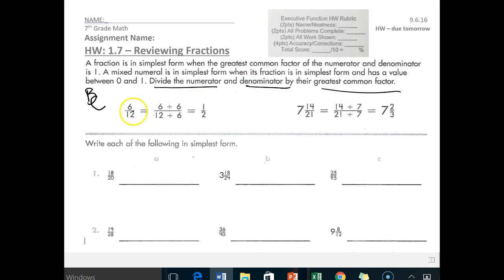Some examples here, 6 and 12. Copy this down. I could divide 6 and 12 by 2, and then I get 3 over 6, and then I could divide that by 3 and by 3, and I get 1/2. So I come to the same answer, but by dividing by the greatest common factor, I do it all in one swoop. Same thing here. The greatest common factor of 14 and 21 is 7. Basically, you ask yourself, what number can I divide both of these by?